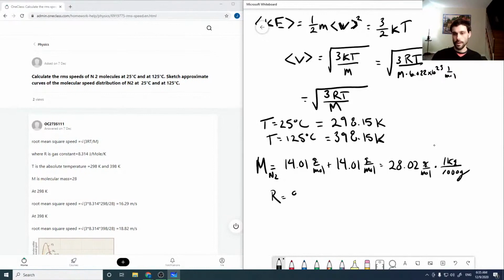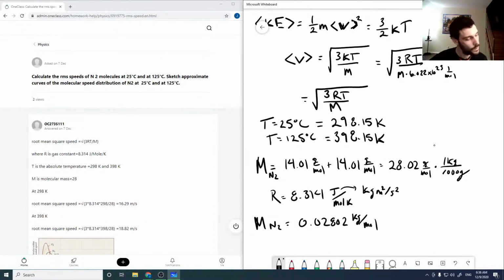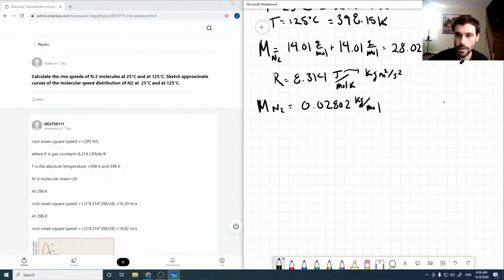So R is 8.314 joules per mole Kelvin. And a joule is a kilogram meter squared per second squared. So for the kilograms to cancel, we're going to need our mass in kilograms. So our molar mass for N2 is 0.02802 kilograms per mole. Okay, so I think we got all our units figured out, and so we can answer this question.